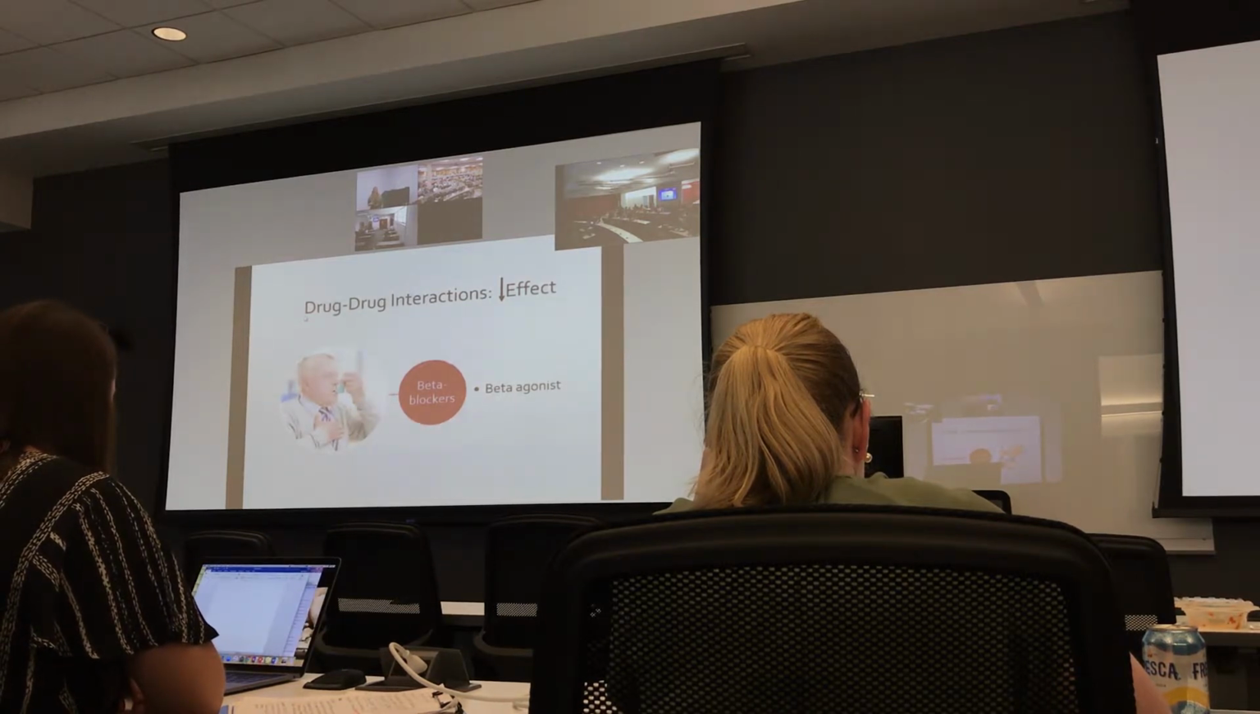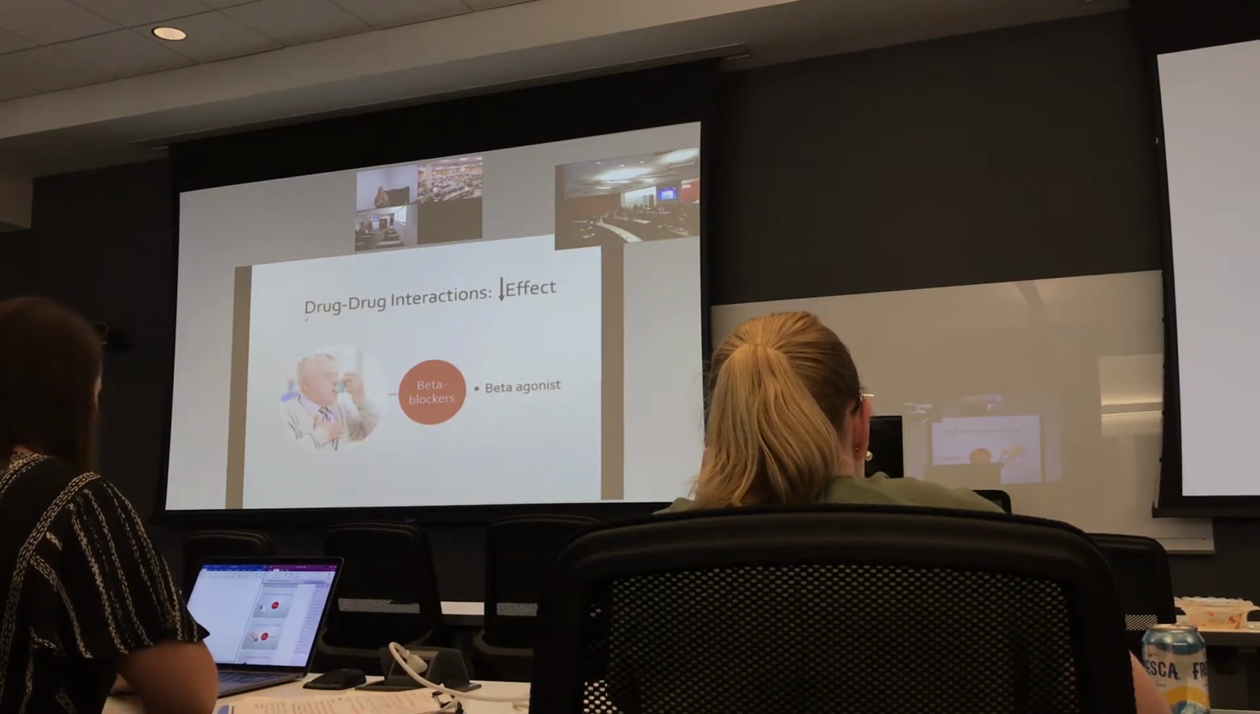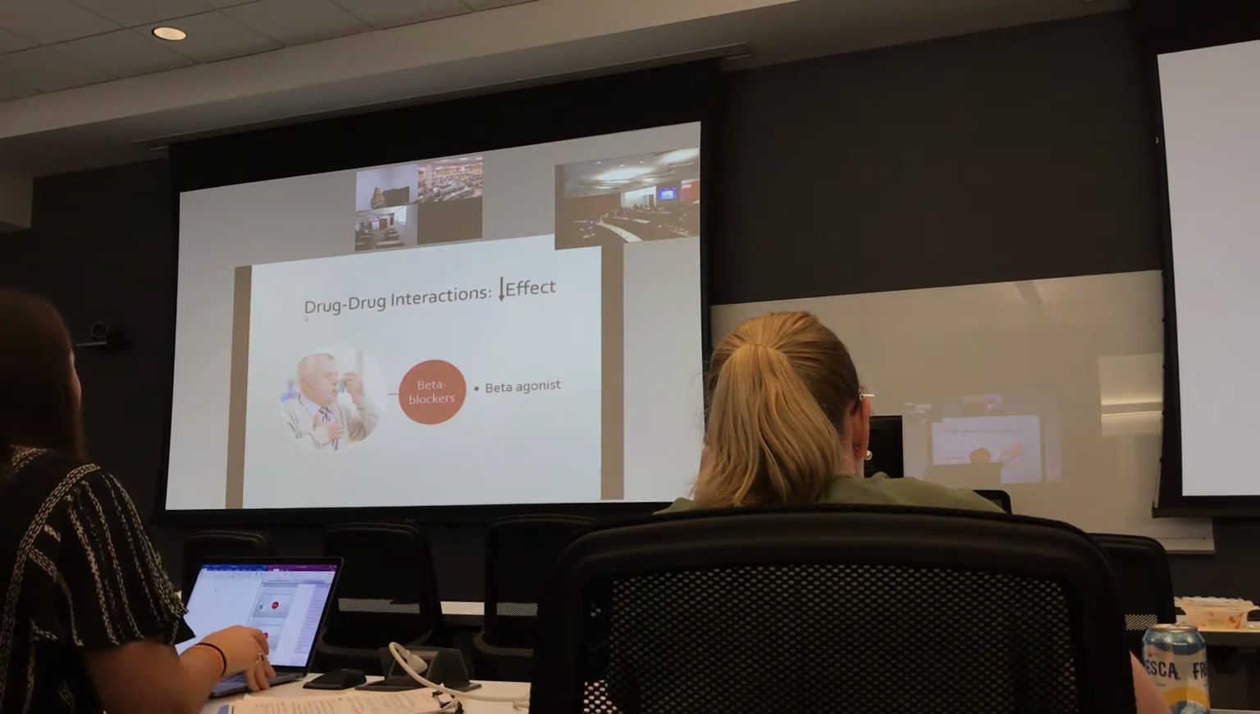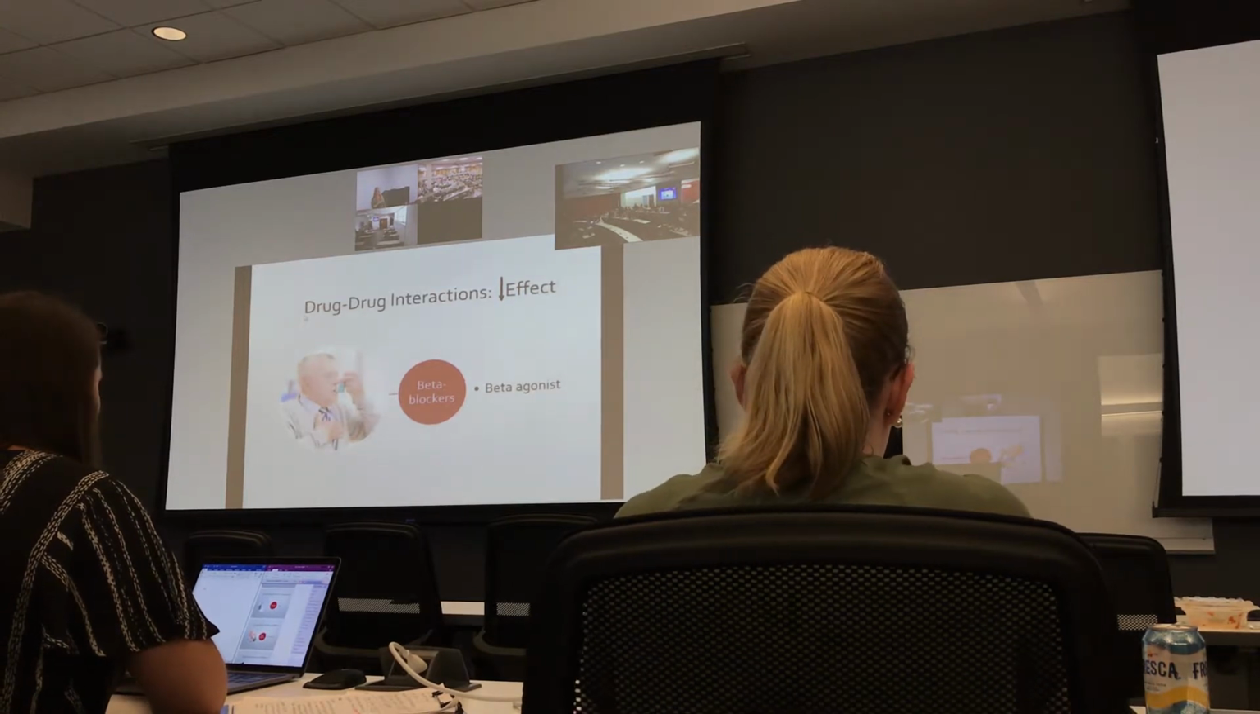So beta blockers and beta agonists. What do we use beta agonists for? I taught y'all this. Y'all should know. When do we use beta agonists? Cody, tell me when we use beta agonists. In asthma? In asthma. Very good.